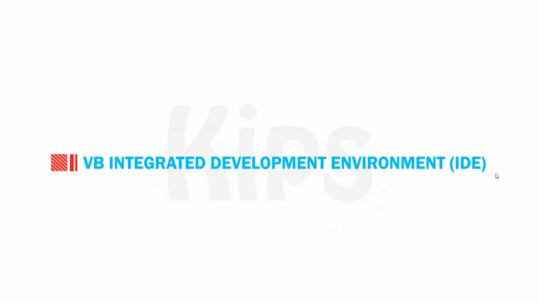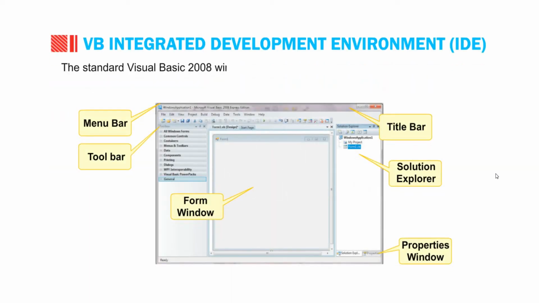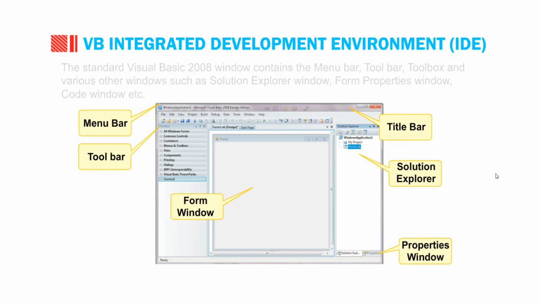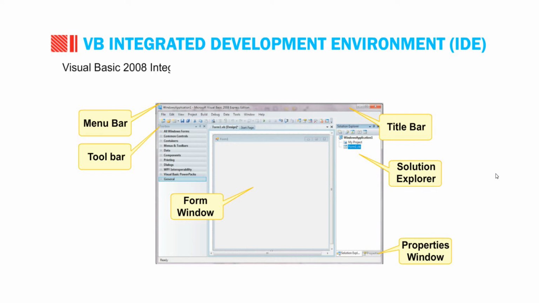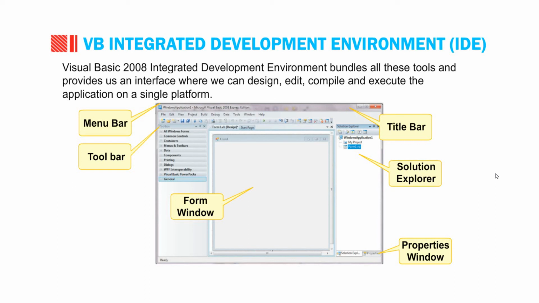Now let's talk about VB Integrated Development Environment IDE. The standard Visual Basic 2008 window contains the menu bar, toolbar, toolbox and various other windows such as Solution Explorer window, Form Property window, Code window, etc. Visual Basic 2008 Integrated Development Environment bundles all these tools and provides us an interface where we can design, edit, compile and execute the application on a single platform.